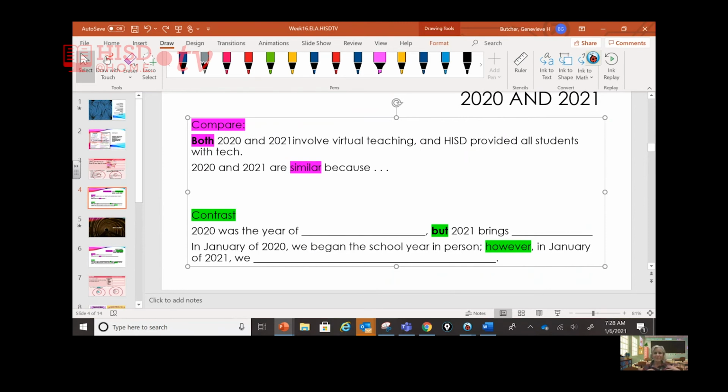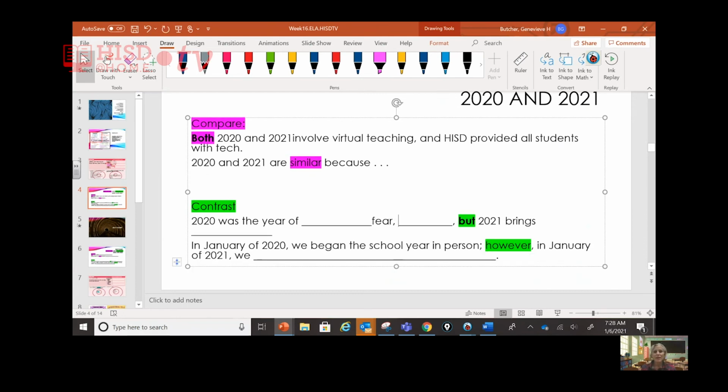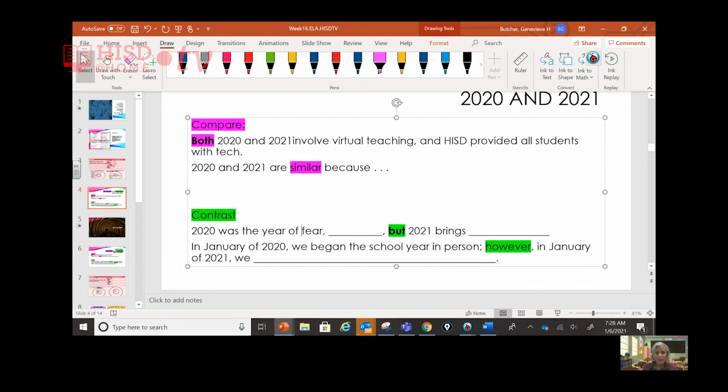In contrast, you could say 2020 was the year of old news, the past, fear. But 2021 brings hope, a future, right? So 2020 was the year of fear, illness, a lot of things. But it's also the past. Fear, pandemic. But 2021 brings the future. Working together, collaboration, hope, the future, collaboration, etc.